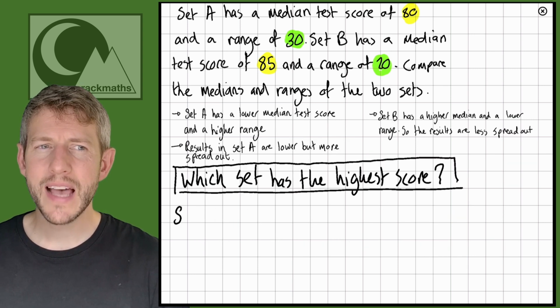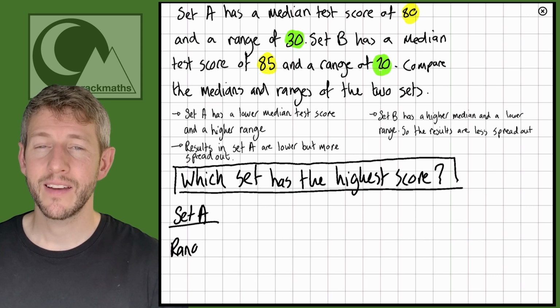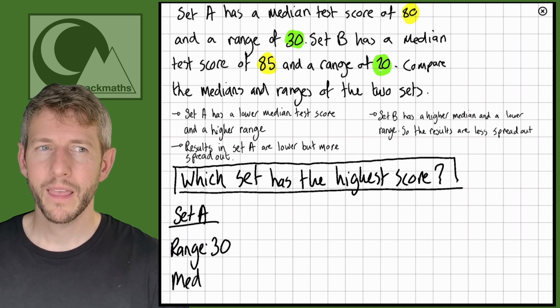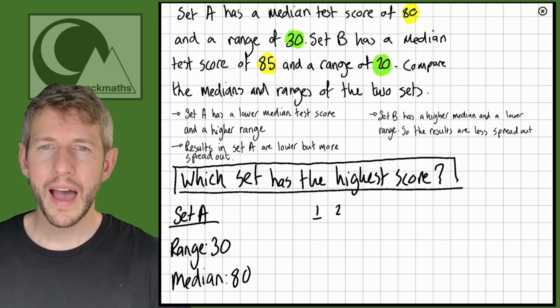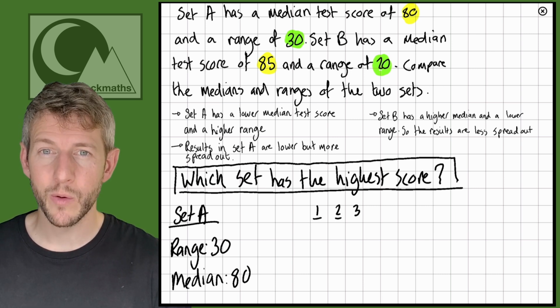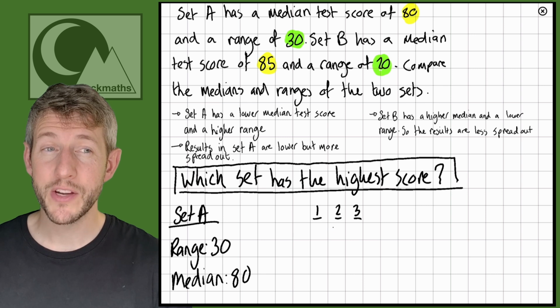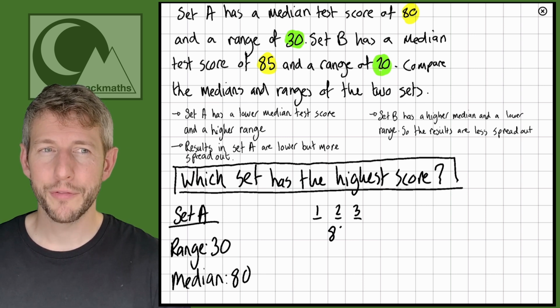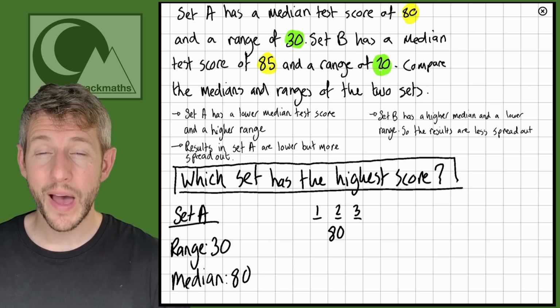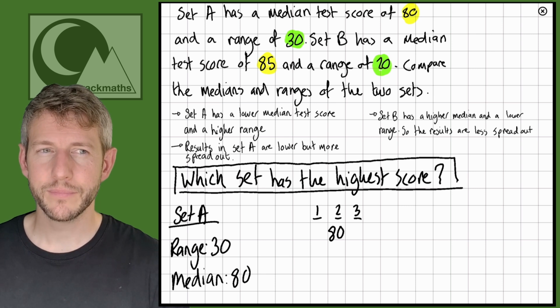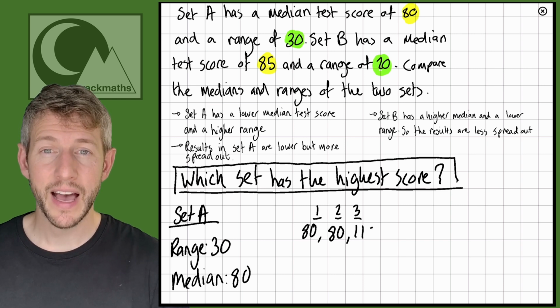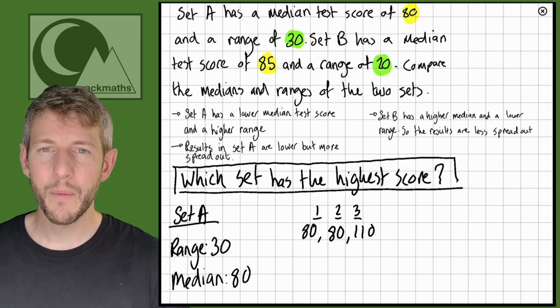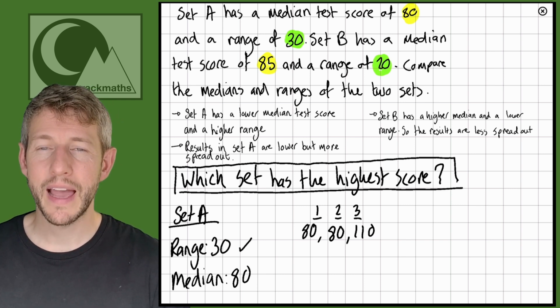Well, let's have a think about this: a median of 80 and a range of 30. Let's say that there are 3 people in set A. How can I make these results look using this information? I could have a median of 80, so 80 has to be the middle number. The range has to be 30. So what I could get is 80, 80, and 110. Okay, that would have a range of 30 and a median of 80.